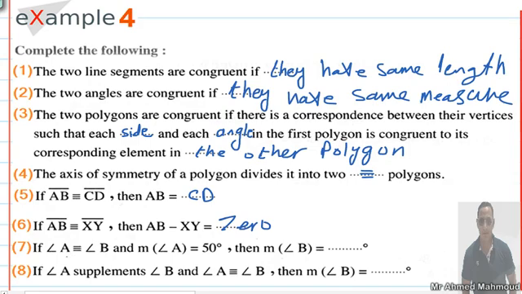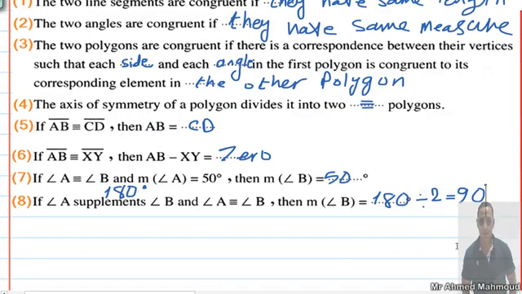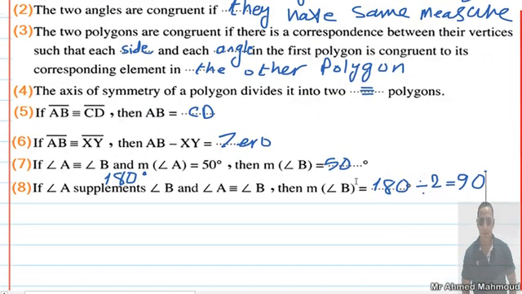Measure of angle A congruent to angle B: measure of angle A equals 50, then measure of angle B equals 50. If angle A supplement angle B, that means the sum equals 180. Remember the word supplementary. If angle A is also congruent to angle B, that means each of them equals 180 divided by 2 equals 90 degrees, because they are supplementary and in the same time they are congruent. This is the end of our lesson today.